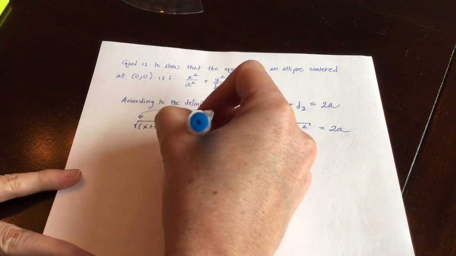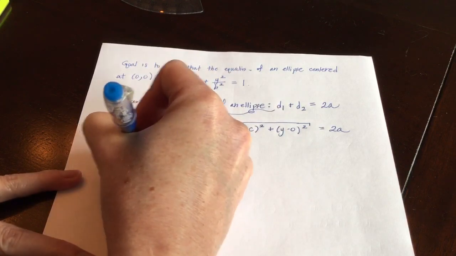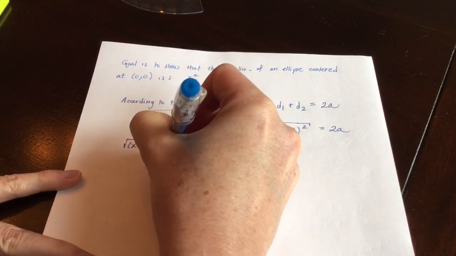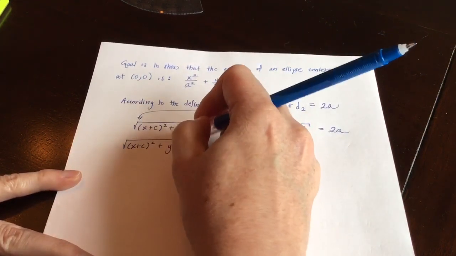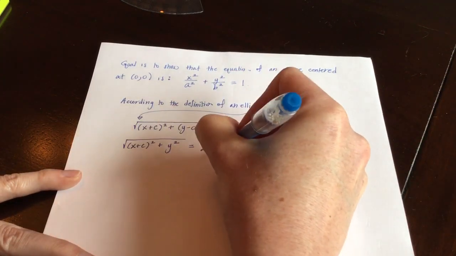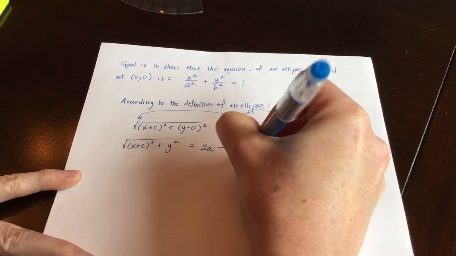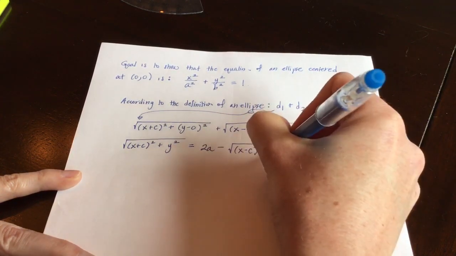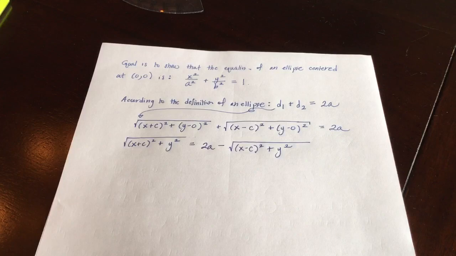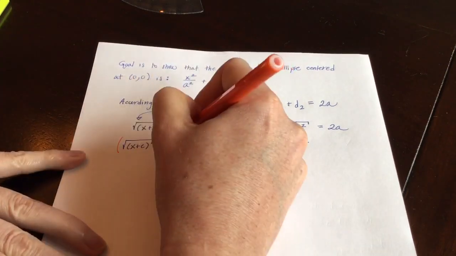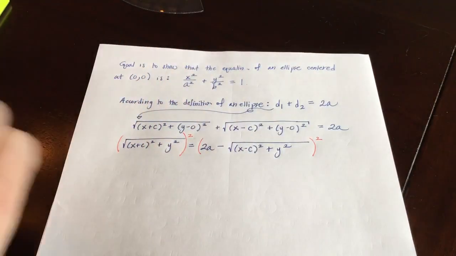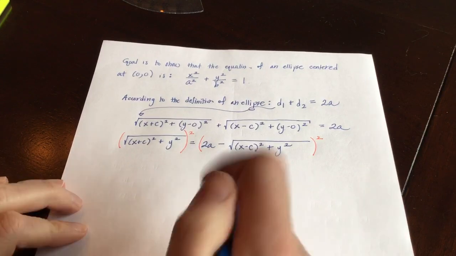So while we're at it, I'm also going to simplify the square root here as the square root of x plus c squared, plus y minus 0 is just y, so y squared. And then, as I mentioned before, I'm going to subtract that square root over to the other side. So I'd have 2a minus the square root of x minus c squared plus y minus 0 squared, which is just y squared. Okay? Now, as I mentioned before, I'm going to square both sides. And the left side, yay, the square root goes away, so that's great.